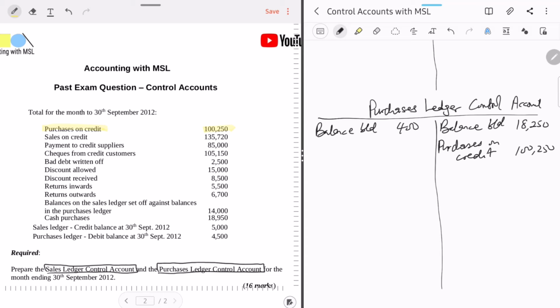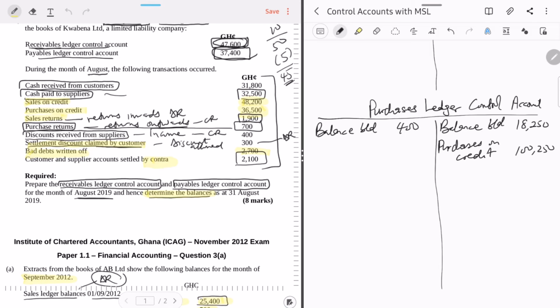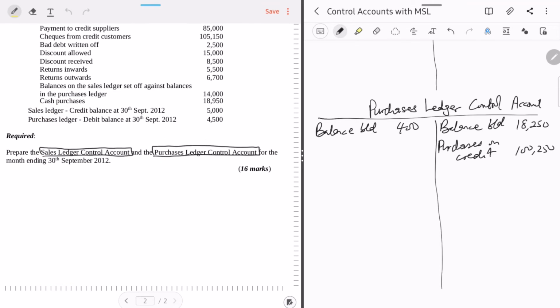And before we even continue, let me show you something. Watch this carefully. In the first question, they called it the receivables ledger control account and the payables ledger control account. The second question, what did they do? They called it the sales ledger control account and the purchases ledger control account. Same thing, different names. So don't bother about the names, it's the same concept, right?